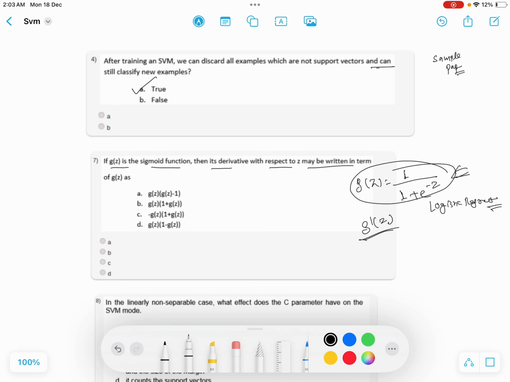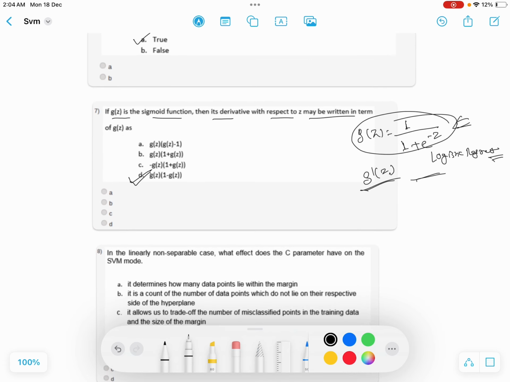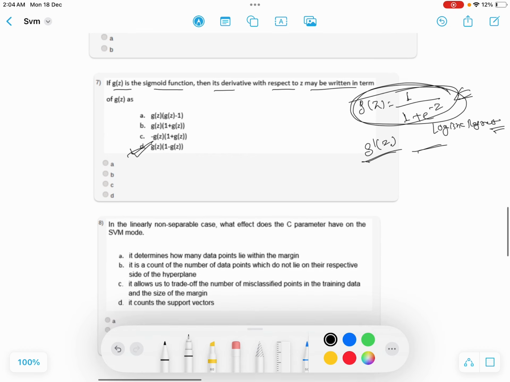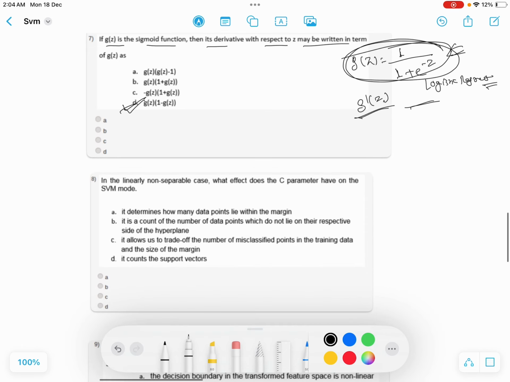Logistic regression, and you should know what the derivative of this is. So d is the derivative, and I think in the lecture or even in one of my question series I have derived it. I don't remember, but the derivative of this sigmoid function is this. Right, now let's move to the next question.